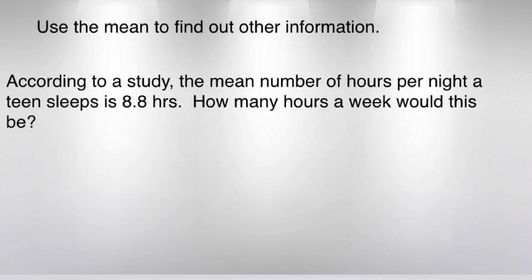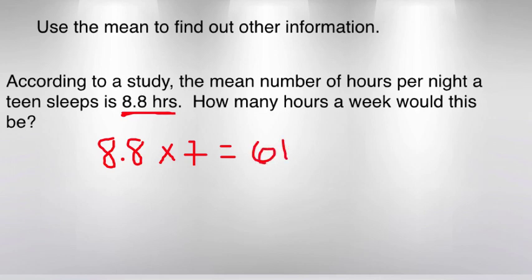We can also use the mean to find out other information. We have a little word problem on our notes. According to a study, the mean number of hours per night that a teen sleeps is 8.8 hours. And if I wanted to find out how many hours in a week this would be, well, how many days in a week? There are 7 days in a week. So if I take 8.8 times 7, that's going to give me the number of hours in a week that a teenager should sleep. And that's going to come out to 61.6 hours.